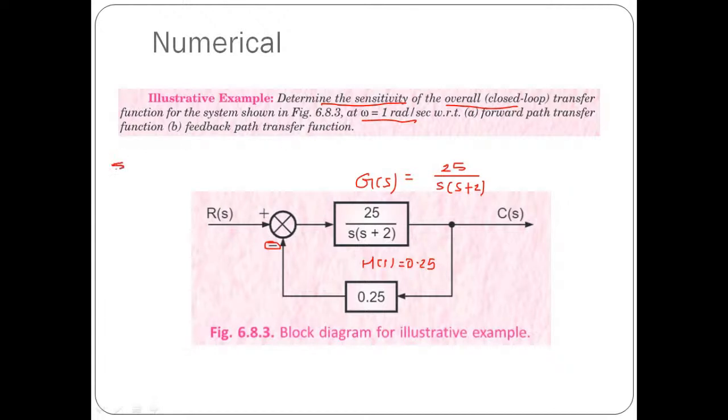The sensitivity of the transfer function with respect to change in forward path gain, we know the formula, is 1 upon 1 plus G(s)H(s). In the same way, the sensitivity of the overall transfer function with respect to feedback path gain is minus G(s)H(s) divided by 1 plus G(s)H(s). It is a very simple numerical: if you know these formulas, you can straight away put the values of G(s) and H(s) in these equations and calculate the sensitivity at the corresponding angular frequency.